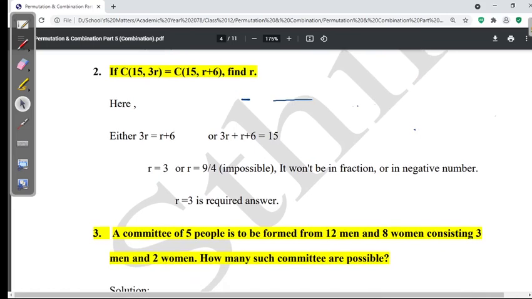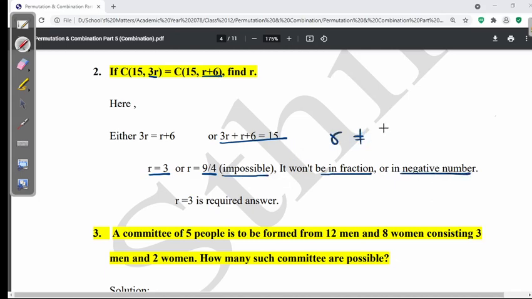Second part is, the question is, if 15C3r equal to 15C(r plus 6), find r. So either 3r equal to r plus 6. In this case, r equal to 3. Or in this case, r equal to 9 by 4. It is impossible. It won't be fractional form or a negative number. r not in fraction and not in negative. You have to remember this.